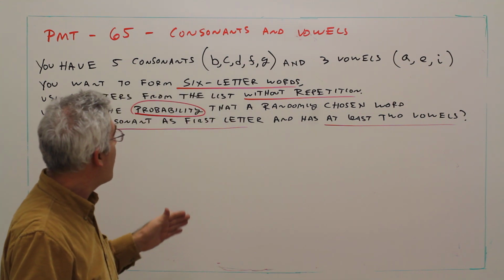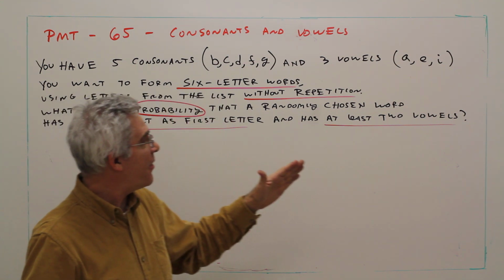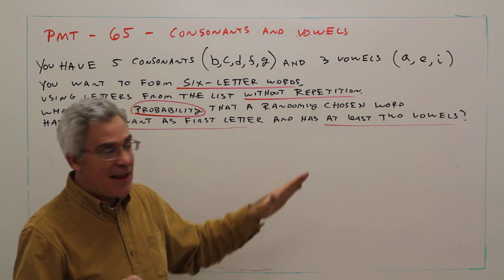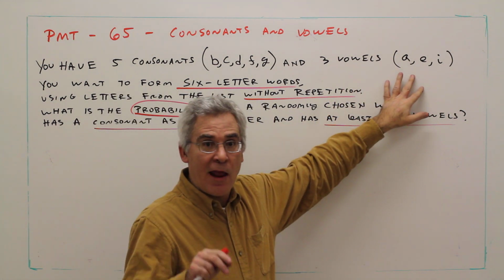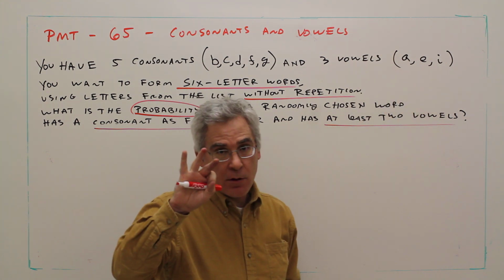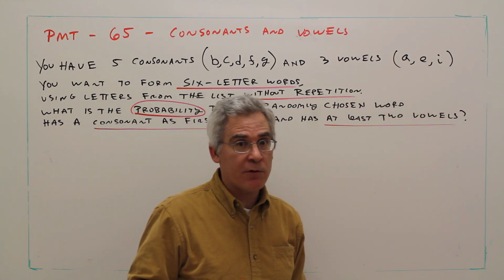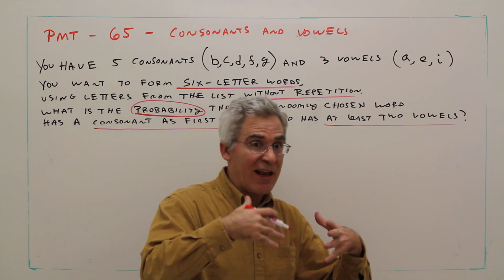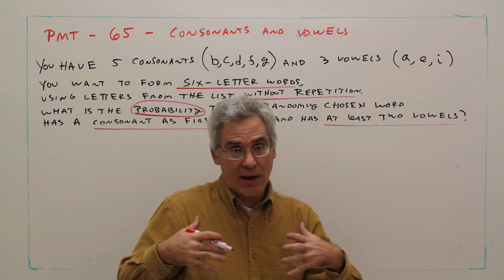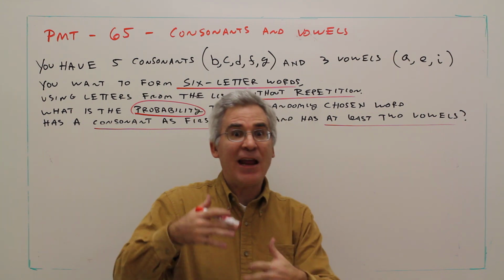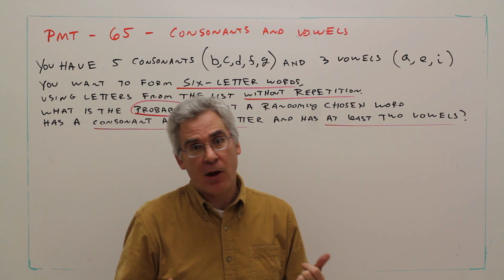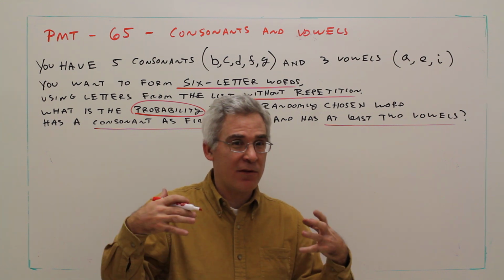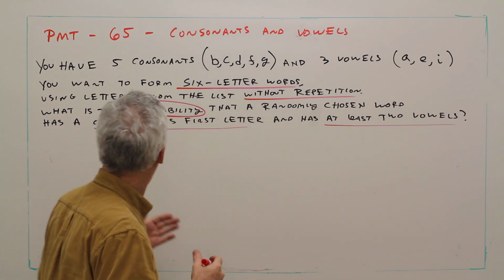Okay, so I've underlined some key things. They said at least 2 vowels, so I'm going to have 2 cases. A case with 2 vowels or a case with 3 vowels. So what I'm going to do is try to count the number of successful ways that can happen and then divide by the total possible ways and get my probability that way. All right, so really the essence of the problem is counting. So let's get to it.